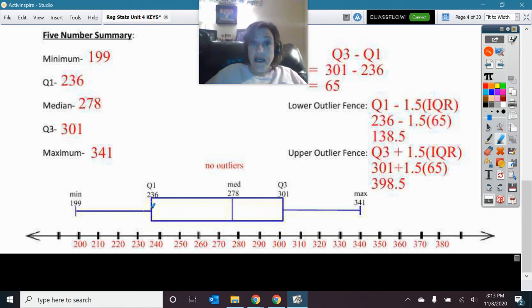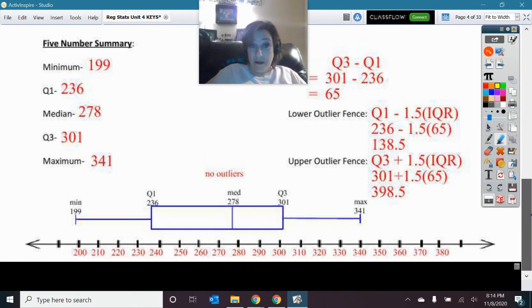And again, I had no outliers, no data below the lower fence or above the upper fence, so I could just go ahead and draw my whiskers. Now, let's talk about that, because I don't like that I gave you these two problems that didn't have outliers. I wish I would have had you practice that.